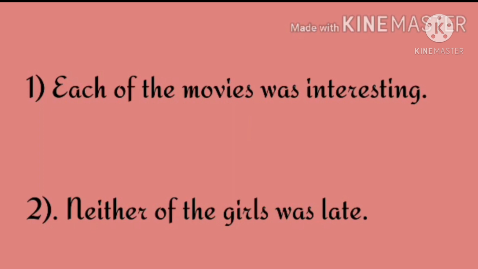So children, the words like each, neither, every, either, everyone, everybody, that refer to people or things separately in a group, in English grammar, these words are known as distributive pronouns. Clear? Remember children, distributive pronouns always take a singular verb in the sentences because they denote persons or things separately.